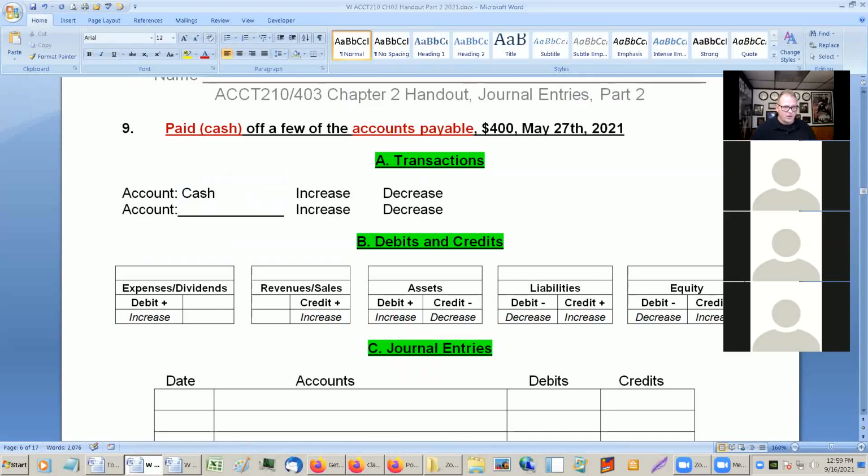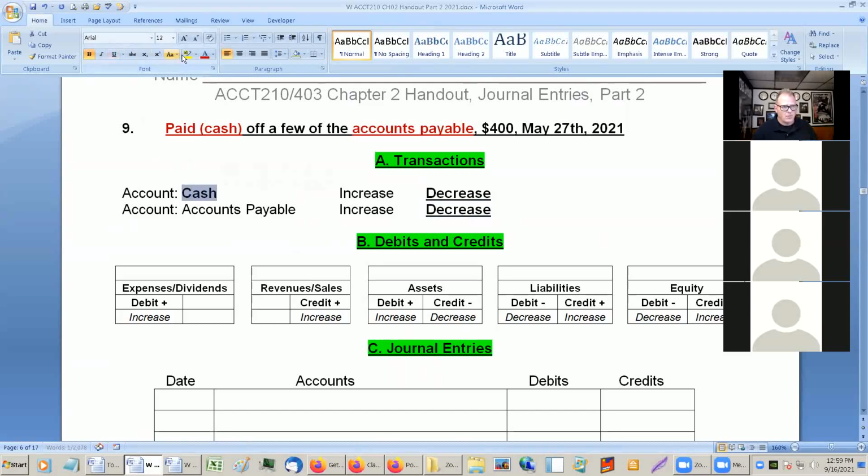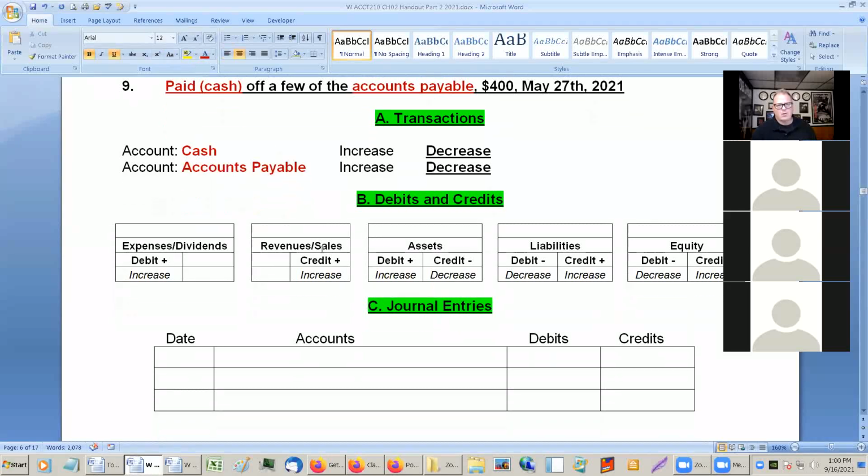Good. So our cash is going to go down. But now also our liabilities, we no longer owe them this money, and that will be going down also. So cash is going down and accounts payable is going down.